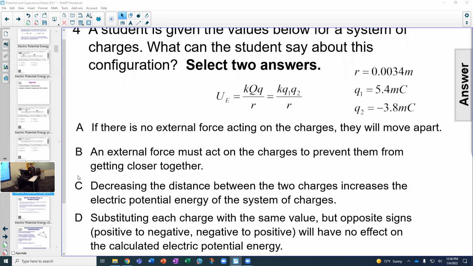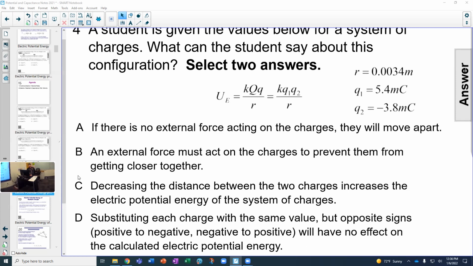It sounds like we mostly agree on B here. So what's wrong with A? It says they'll move apart. What's wrong about that? Yeah, they have opposite charges. They shouldn't move apart. They should move together. So A is a pretty easy one, cross that one off. How about B? I guess we all agree that B is true, right? An external force must act on the charges to prevent them from coming closer. It's almost the opposite of A in some ways. So A is clearly wrong and B is clearly right.